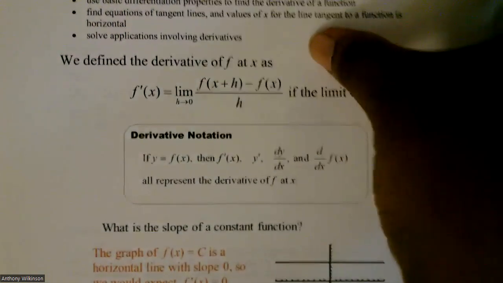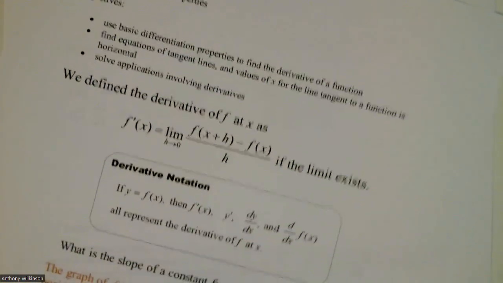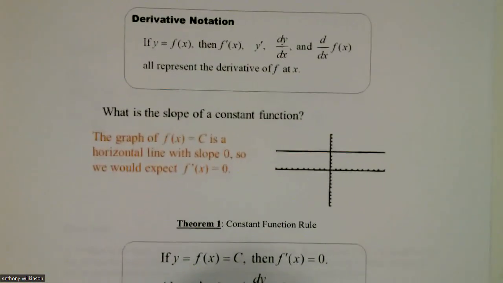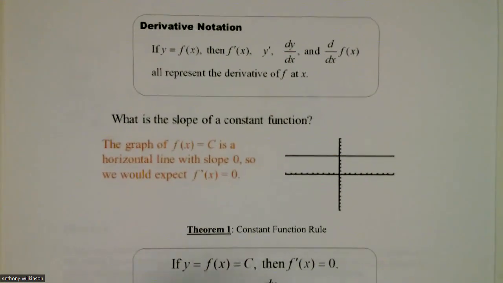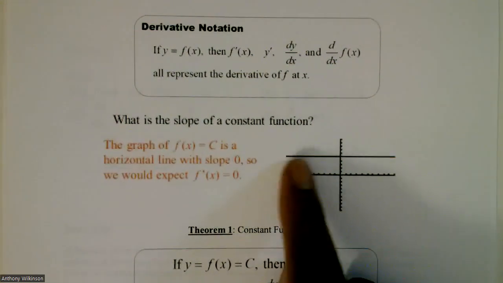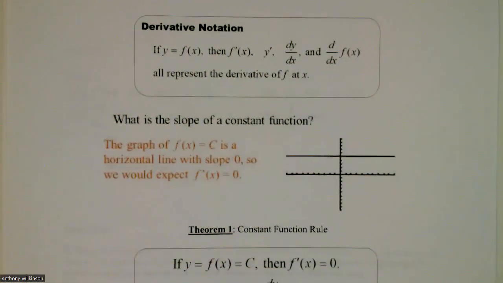Now, let's talk about this first case. What is the slope of a constant function? Let's say you have the graph of f of x is equal to c, and c is a constant. As you can see here, this is a horizontal line, and in a horizontal line, if you recall back in college algebra, your slope is always going to be 0. So that means if we know that the first derivative will be the slope of the tangent line, f prime of x will have to be equal to 0.